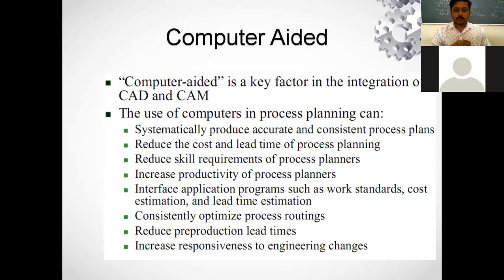Consistently optimize process routing. You can use optimization, because it could be possible that a process planner generates a process plan which is a lengthy one, or he can generate three or four types of process plan and you need to optimize that. In that case you can ask the computer to optimize the process plan, and the computer can give you a perfect, optimized process plan, which will cost you less money and less time.